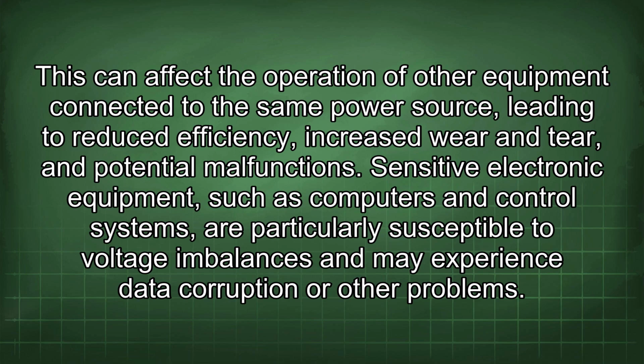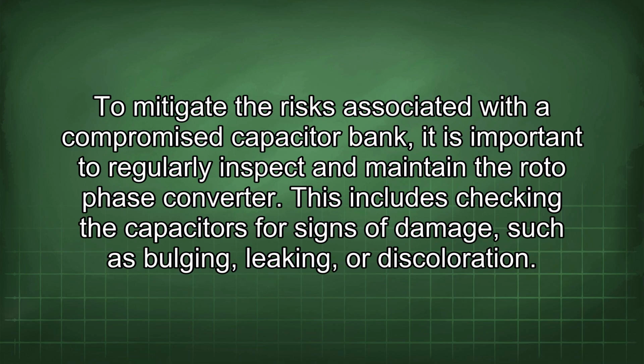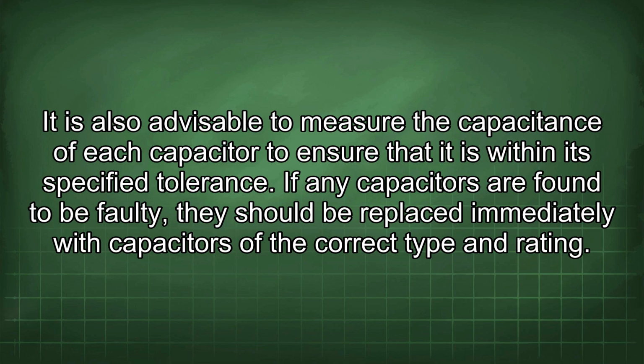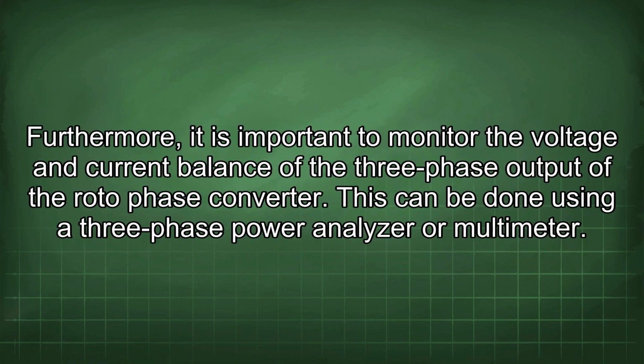To mitigate the risks associated with a compromised capacitor bank, it is important to regularly inspect and maintain the rotor phase converter. This includes checking the capacitors for signs of damage such as bulging, leaking, or discoloration. It is also advisable to measure the capacitance of each capacitor to ensure that it is within its specified tolerance. If any capacitors are found to be faulty, they should be replaced immediately with capacitors of the correct type and rating. Furthermore, it is important to monitor the voltage and current balance of the three-phase output of the rotor phase converter. This can be done using a three-phase power analyzer or multimeter.